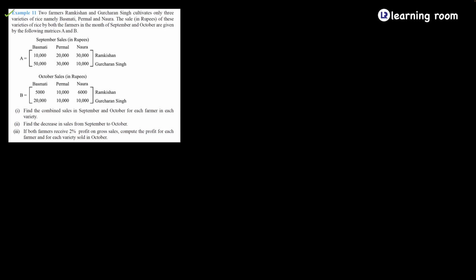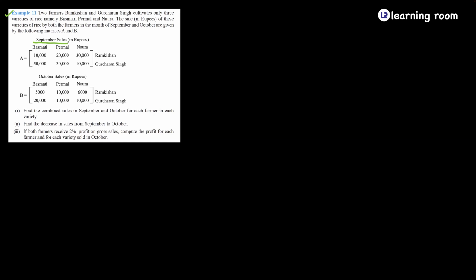Example 11. Two farmers, Ramkishan and Gurcharan Singh, cultivate only 3 varieties of rice, namely Basmati, Permal, and Nora. The sale in rupees of these varieties of rice by both the farmers in the month of September and October are given by the following matrices A and B. So A is the September sales in rupees. For each variety of rice, the sale value is mentioned: 10,000, 20,000, 30,000, 50,000, 30,000, and 10,000. So first row corresponds to Ramkishan and the second row corresponds to Gurcharan Singh.